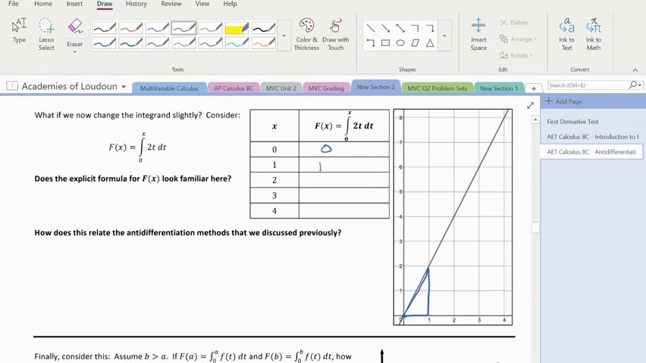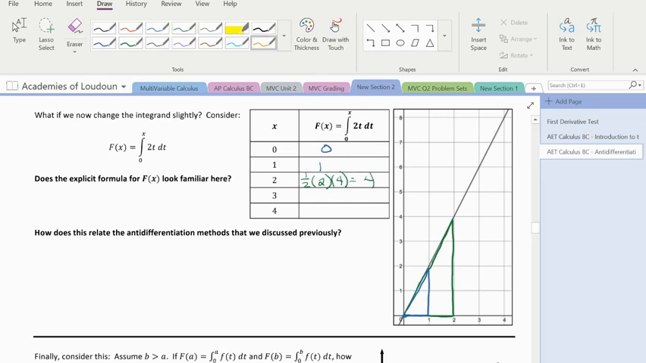If I go from 0 to 2, the area is going to be 1/2 times the base of that triangle, which is 2, times the height, which is going to be 4. So I can see that that area is going to be 4.